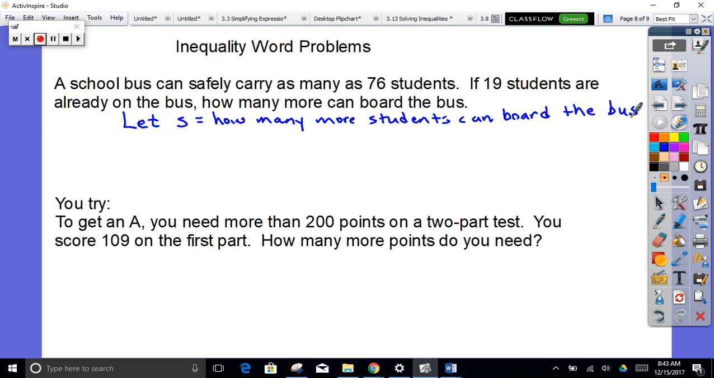So if we were to write an expression for the number of students on the bus, we have a few clue words. We have that the bus can safely carry as many as 76 students. So we know that our total is going to be 76. What inequality sign would we need to put here? Zoe?